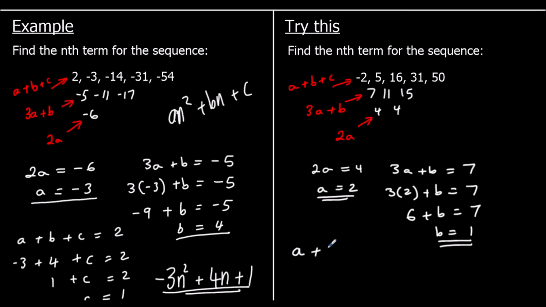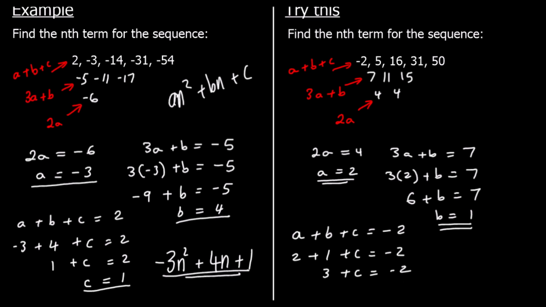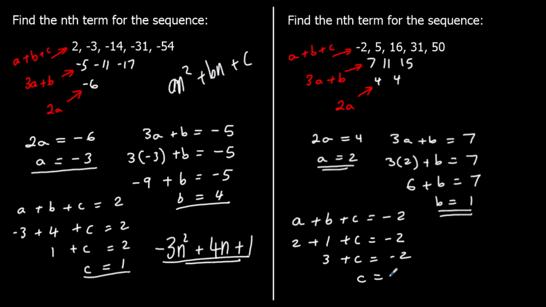And a plus b plus c is equal to negative 2. 2 plus 1 plus c is negative 2. So 3 plus c is negative 2. Take 3 away from both sides. C is negative 5. So it's in the form an squared plus bn plus c. So it's 2n squared plus 1n minus 5.